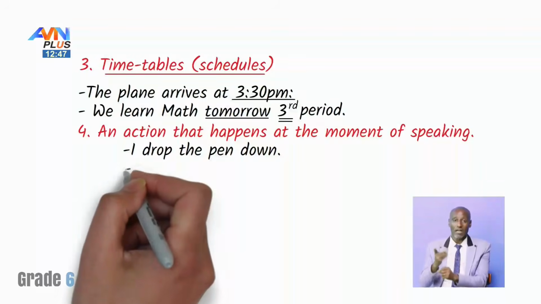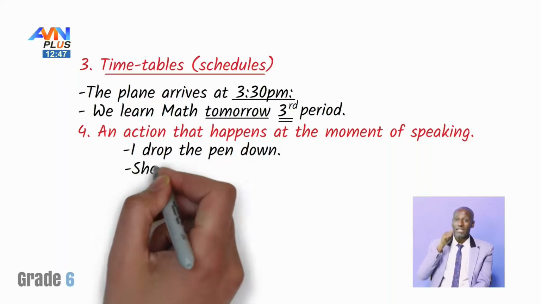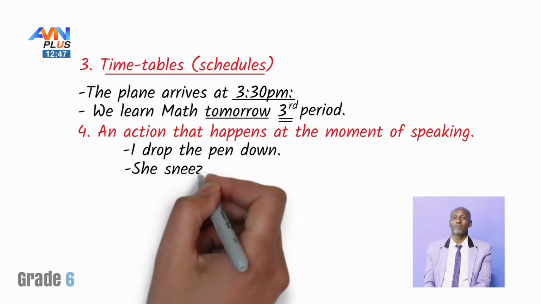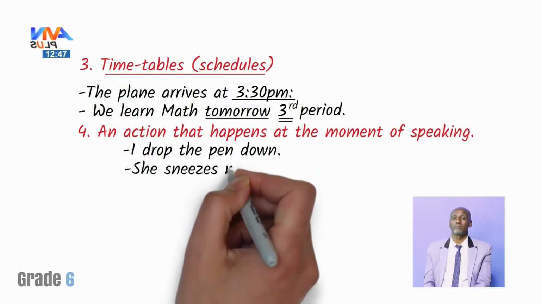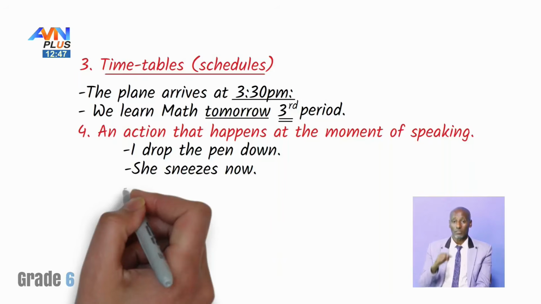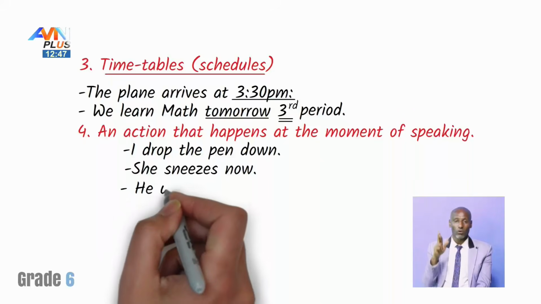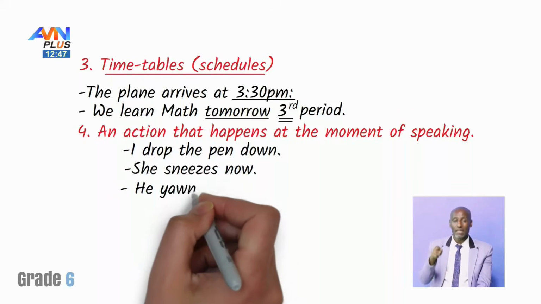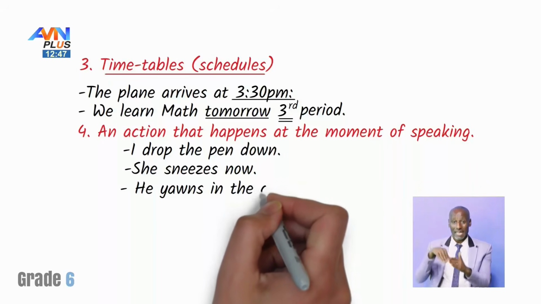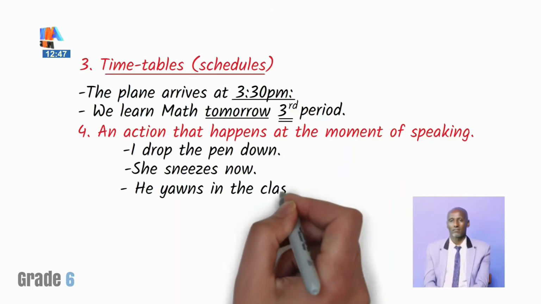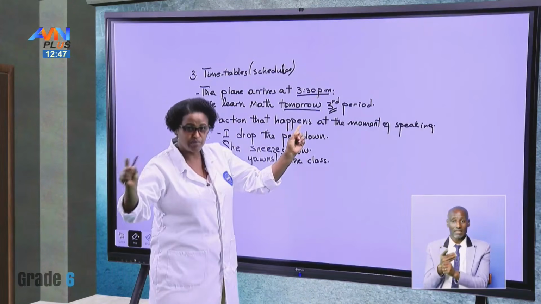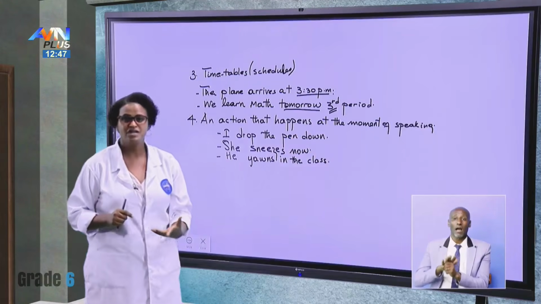For example, or let's say, she sneezes. She sneezes now. That's what I did first, right? Hex. That's sneeze, yes? Or you can say what? He yawns. He yawns in the class. That is another. An action that happens, not that is happening, but that happens at the moment of speaking.